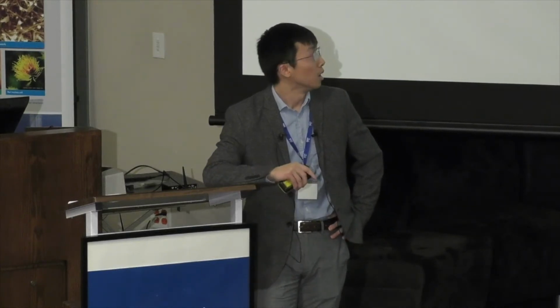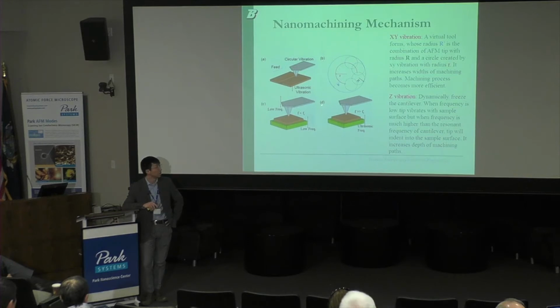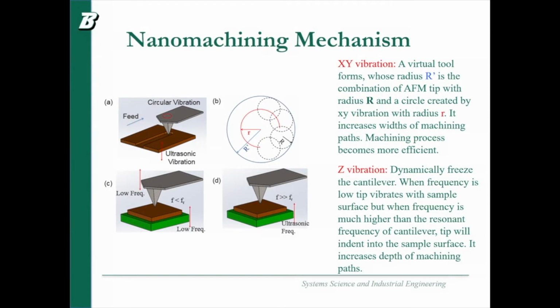In order to make the tip freeze in itself, the frequency has to go way larger than the resonant frequency of the tip itself. So when we use 2 MHz frequency in the Z direction, the tip is actually freezing in its original place, rather than vibrating up and down. If the vibration frequency is lower than the resonant frequency of the tip, the tip is going to just vibrate along with the sample without too much indentation.